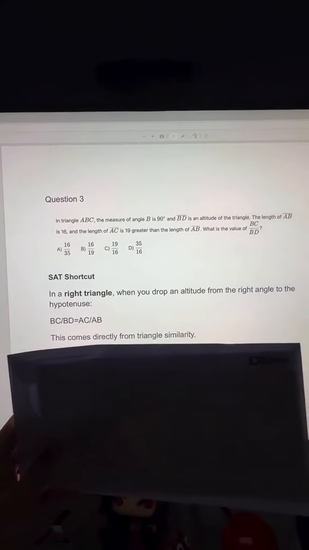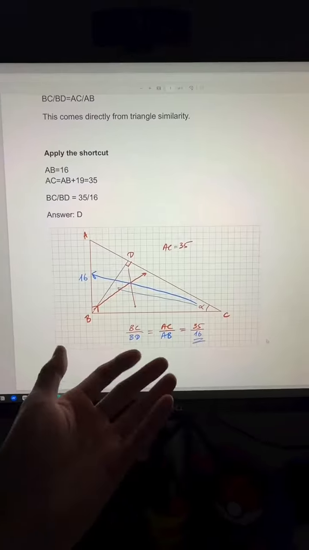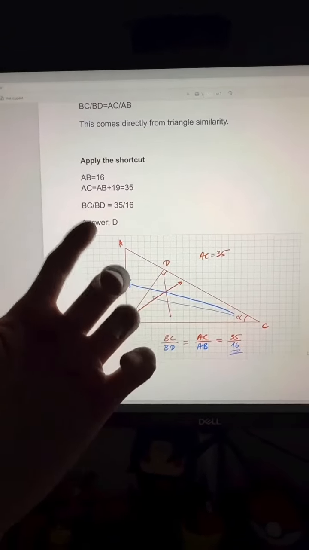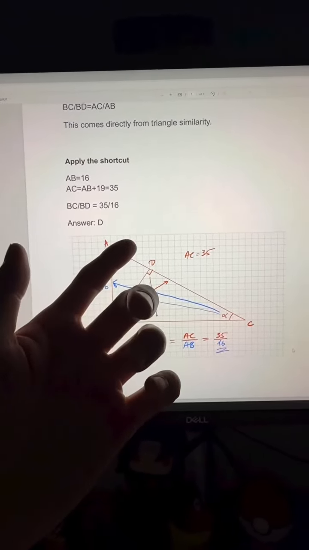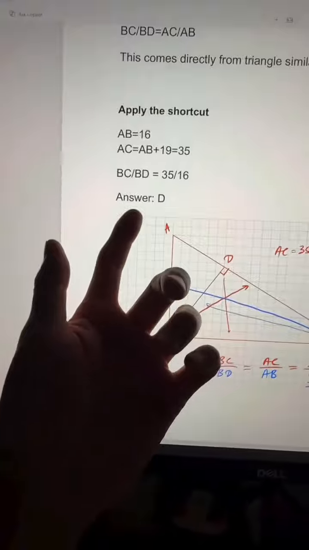For this type of question, you need to know that in the right triangle, when you drop an altitude from the right angle to the hypotenuse, BC over BD equals AC over AB. This comes directly from triangle similarity. And yeah, so for this, you just have to apply the shortcut. So AB equals 16, AC equals AB plus 19 equals 35. So BC over BD equals 35 over 16. So that brings us to the answer D.